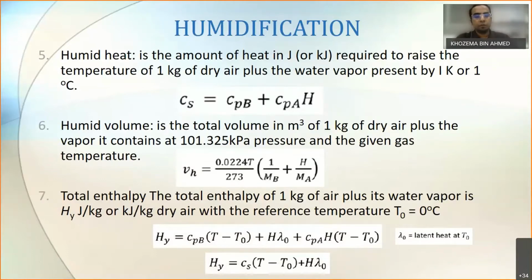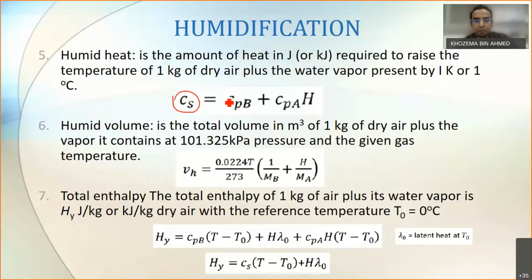The next definition that we'll be looking at is the fifth one, which is called humid heat. So humid heat, the definition is the amount of heat in joule or kilojoule. Remember, the unit of heat can either be in joule or kilojoule, required to raise the temperature of 1 kg of dry air plus all the water vapor that it contains, by 1 Kelvin or 1 degree Celsius. Okay, so the symbol here is CS for humid heat, and the formula is CPB.